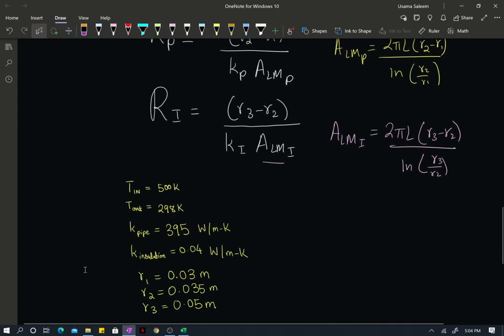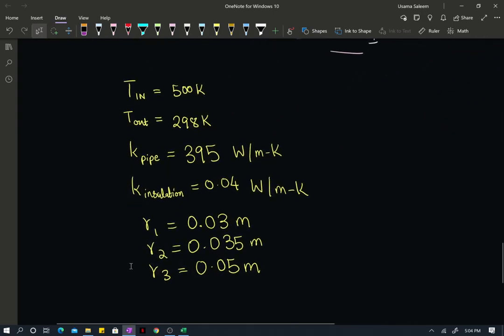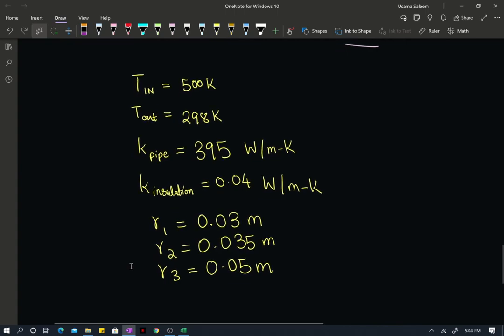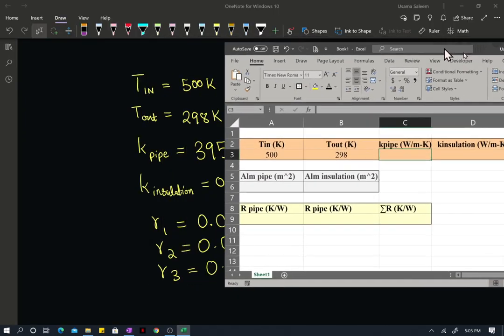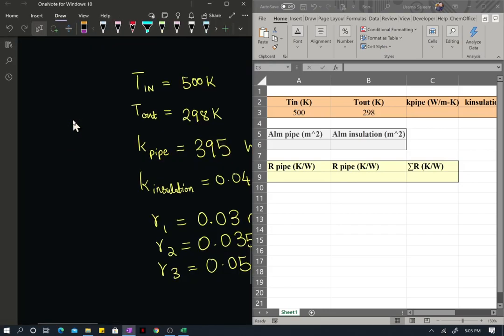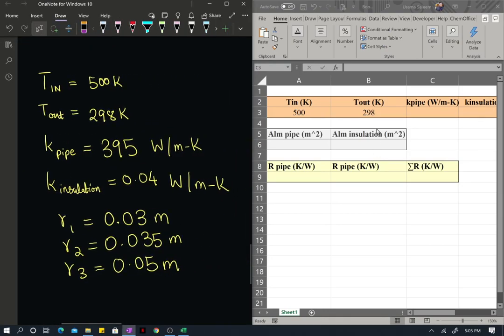So now in this part of the video, we're gonna use these values to actually calculate the rate of heat transfer using Excel. I have everything labeled and ready to go. So now I'm just gonna start adding my values and my equations. My temperature at the inside wall of the pipe was 500 Kelvin, and the temperature at the outer wall of the insulation was 298 Kelvin. The conductivity of the pipe, since it's a copper pipe, is 395, good.